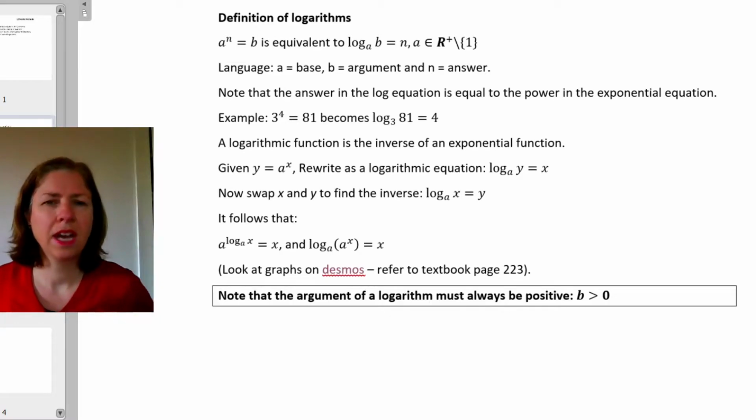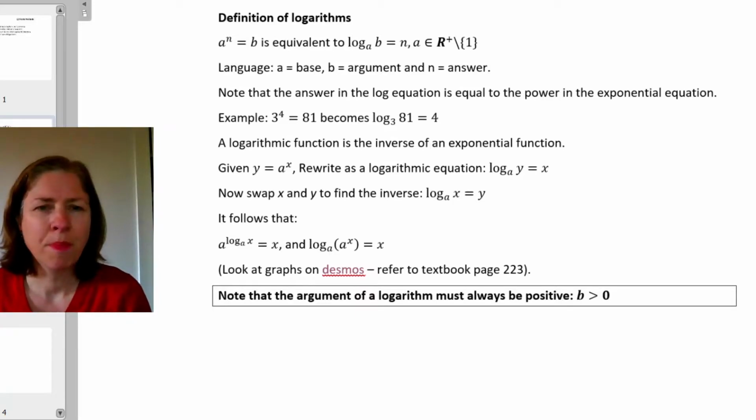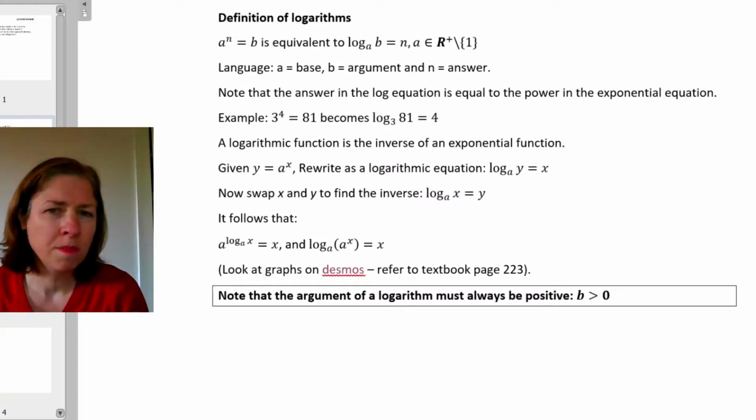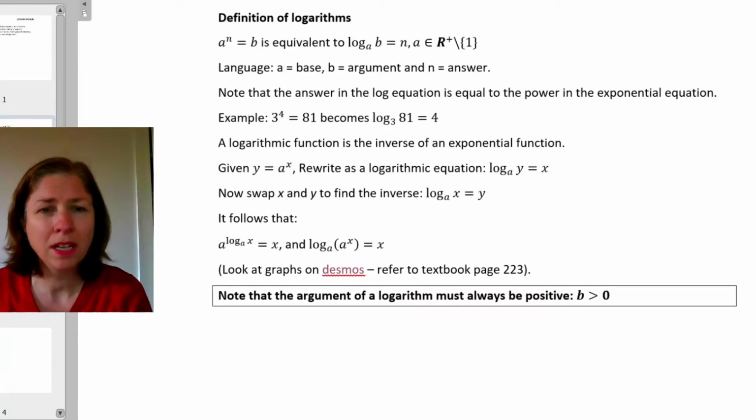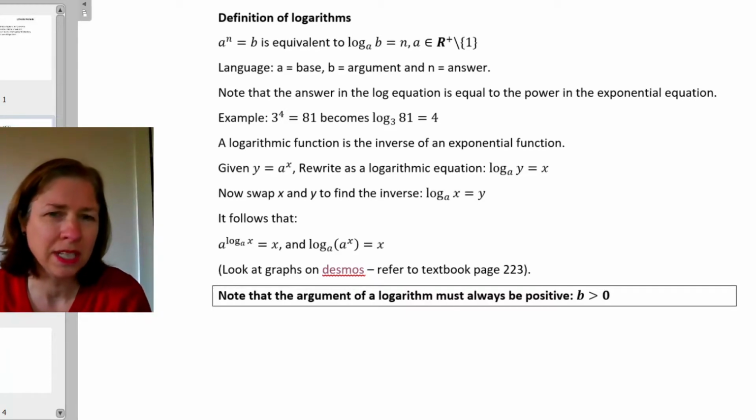All right, so what we've got here are some definitions initially. If I write a to the power of n equals b, then that is the equivalent of log base a of b equals n. In this case, we're assuming that a is a positive real number, except for 1. We're not including 1 because 1 to the power of n is always going to be 1, so it's a trivial example.